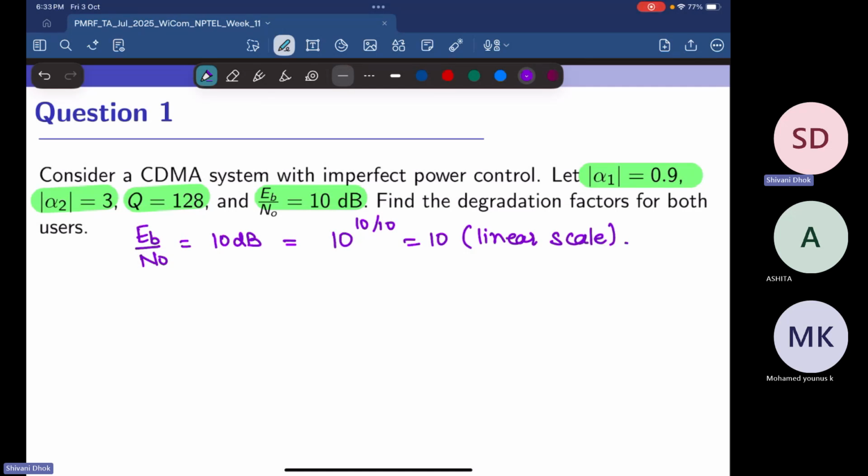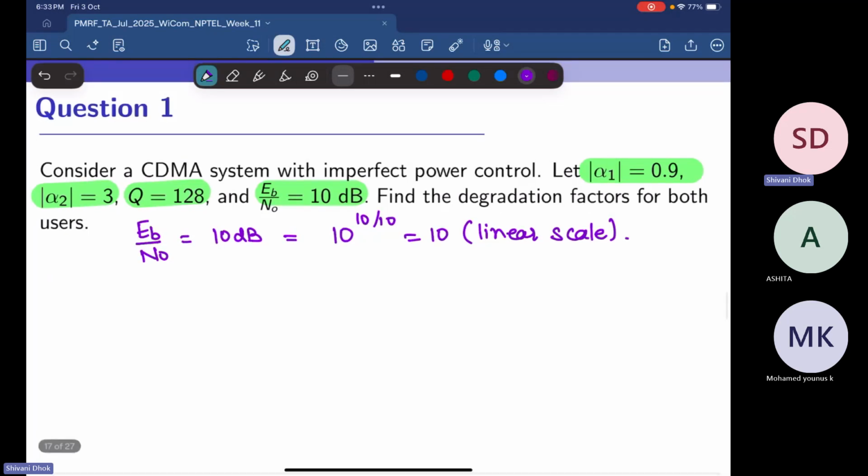Okay, so what we need to find is the degradation factors for both the users. So what are these degradation factors? These degradation factors are basically one over interference scaled by noise.